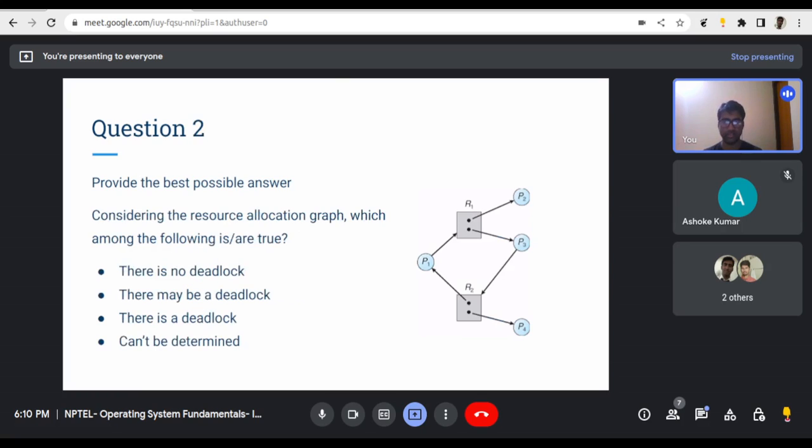So going to the next question then. You may know from the diagram, it is a resource allocation graph. Considering this resource allocation graph, which of the following is true? Does there exist a deadlock in this case? There may be a deadlock, there is a deadlock, or it can't be determined. Which among the following do you think is true?